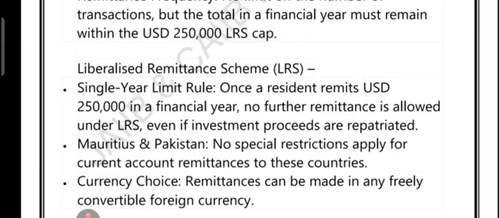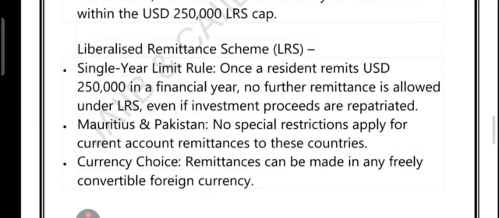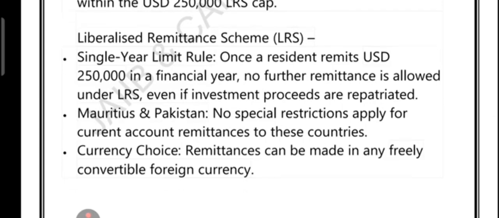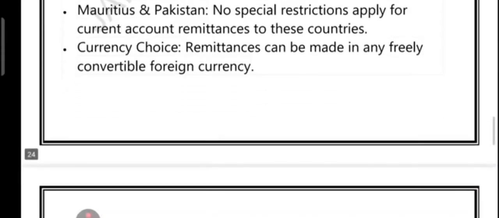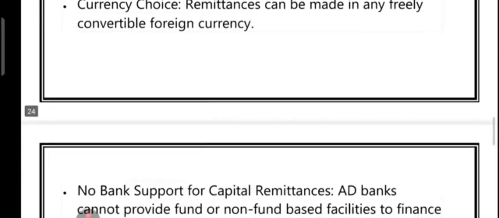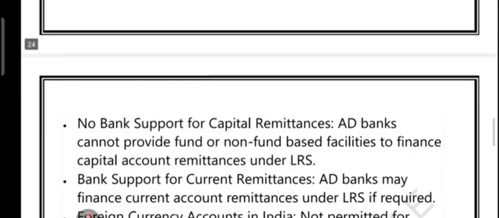Now friends, under LRS, the yearly cap, you know it very well. Once you hit that limit, you can't send more than that in a financial year, even if you bring back some money from investment. You can send current account remittance to any country, including Mauritius and Pakistan, without extra rules. Money can go in any major currency that is freely convertible. Currency choice is anything.